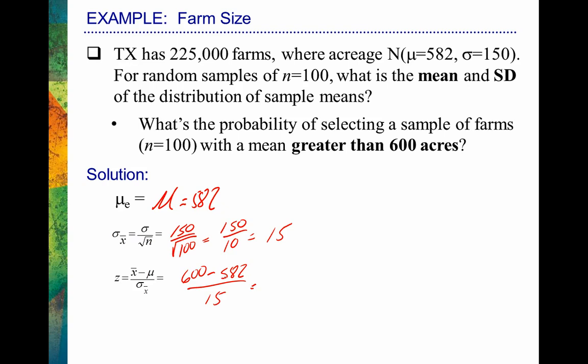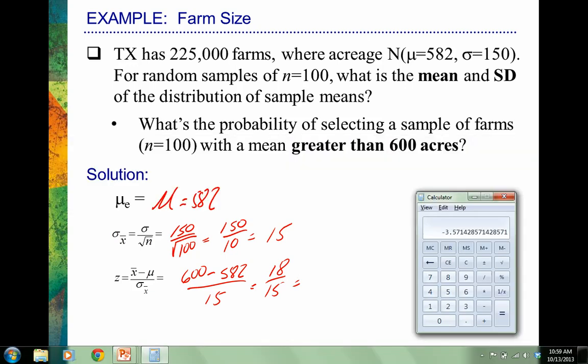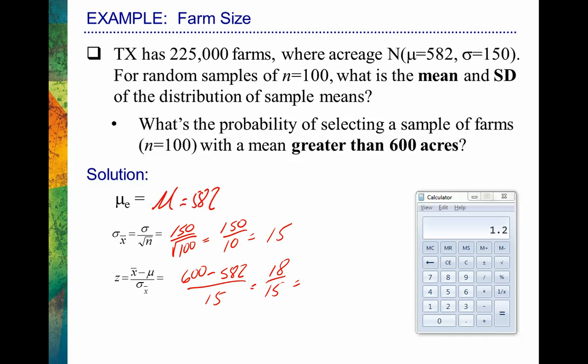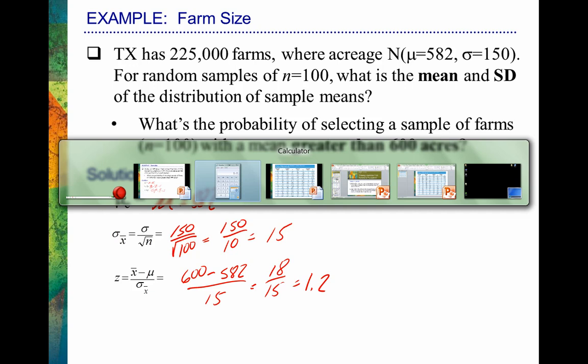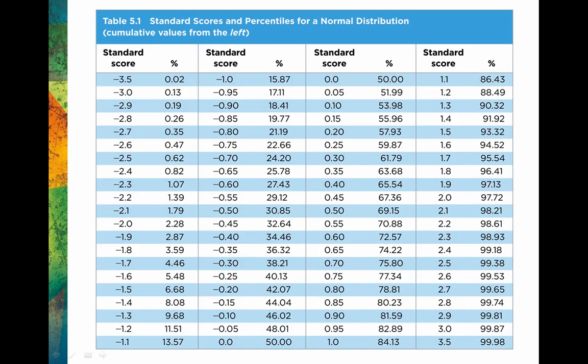600 minus 582 equals 18, and we want to divide that by 15. Let's figure that out real quickly using our calculator. 18 divided by 15 equals 1.2. Okay. Well, we can look up that value in our Z distribution. So I want to look up 1.2 right here. I see that that's in the 88th percentile.